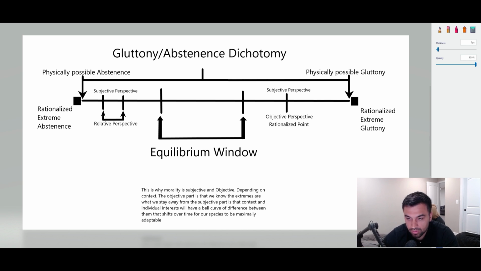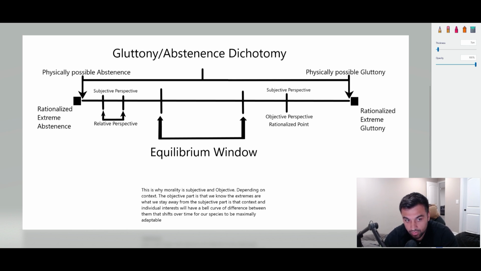Because I know I dance around a lot in my other videos, so here is more or less the majority of, if not all of, the characteristics within a true dichotomy. I'm going to try to articulate it. So just an example is the gluttony and abstinence true dichotomy.